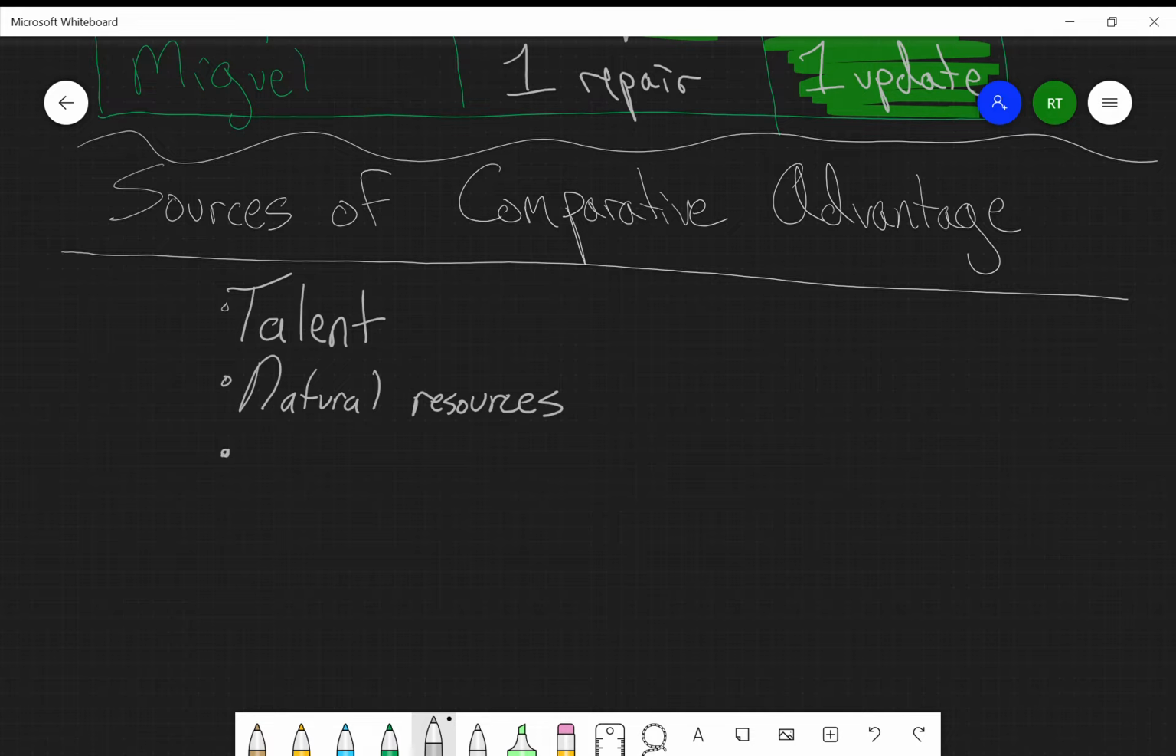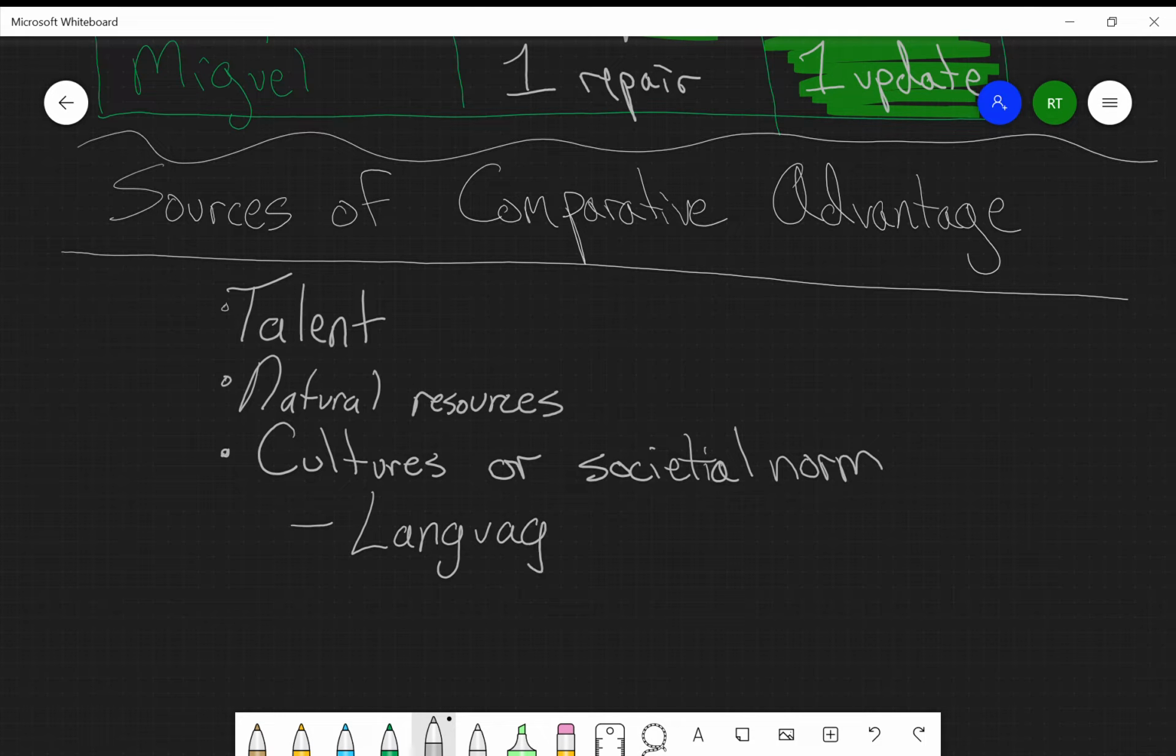The other source is cultural or societal norms. What do we mean by this, right? What do we mean by societal norms? So the first one that the book talks about is languages, right? So just the fact that we speak English, that English is the global language of trade, and has kind of taken over as the global language of diplomacy from French, right?